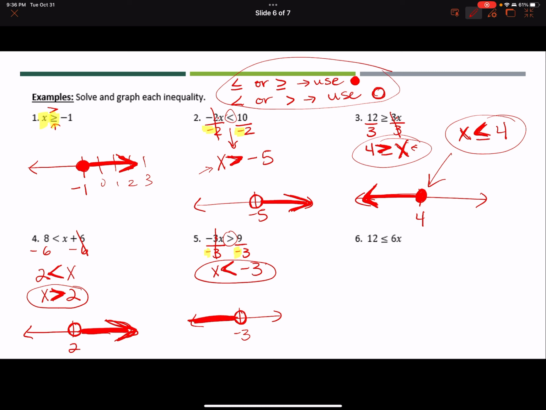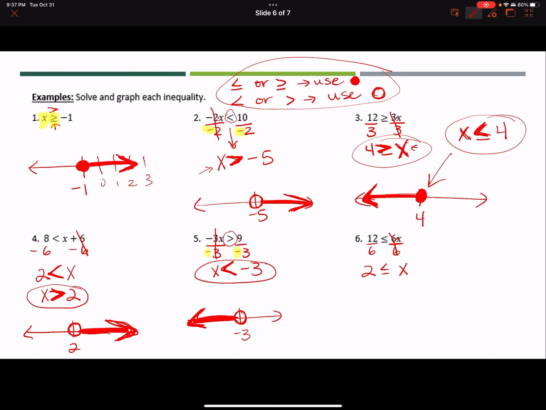And then finally, for this page, number 6, I have 12 is less than or equal to 6x. This means 6 times x. Divide by 6. Am I flipping the inequality? I am not, because I'm dividing, but I'm dividing by positive 6. 12 divided by 6 is 2.